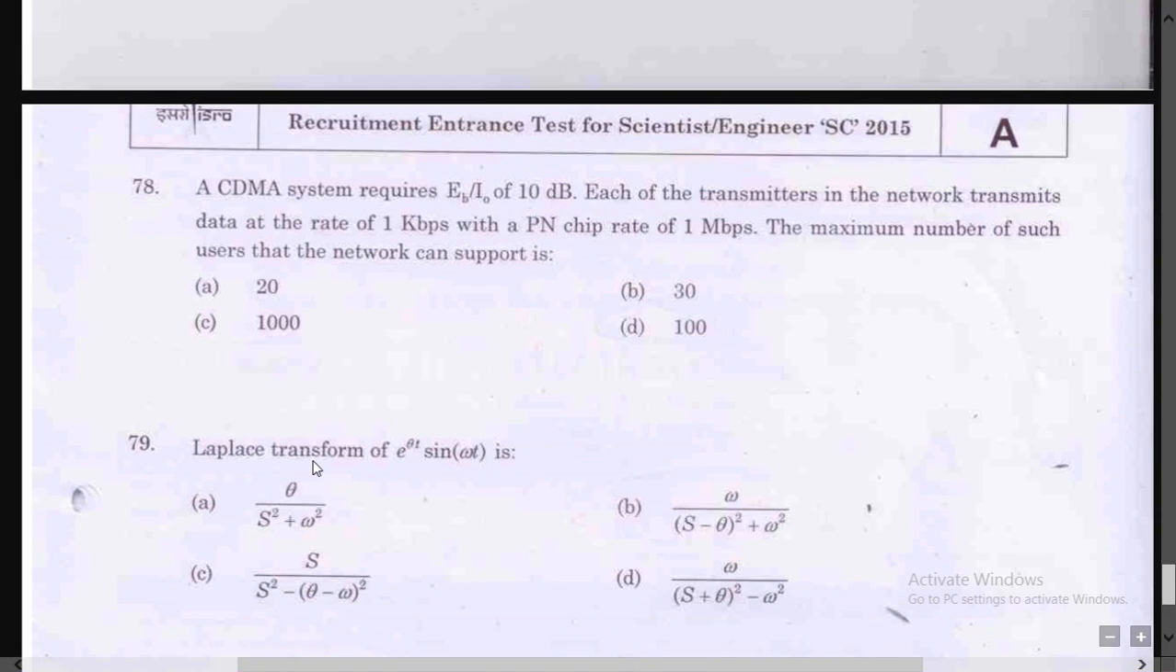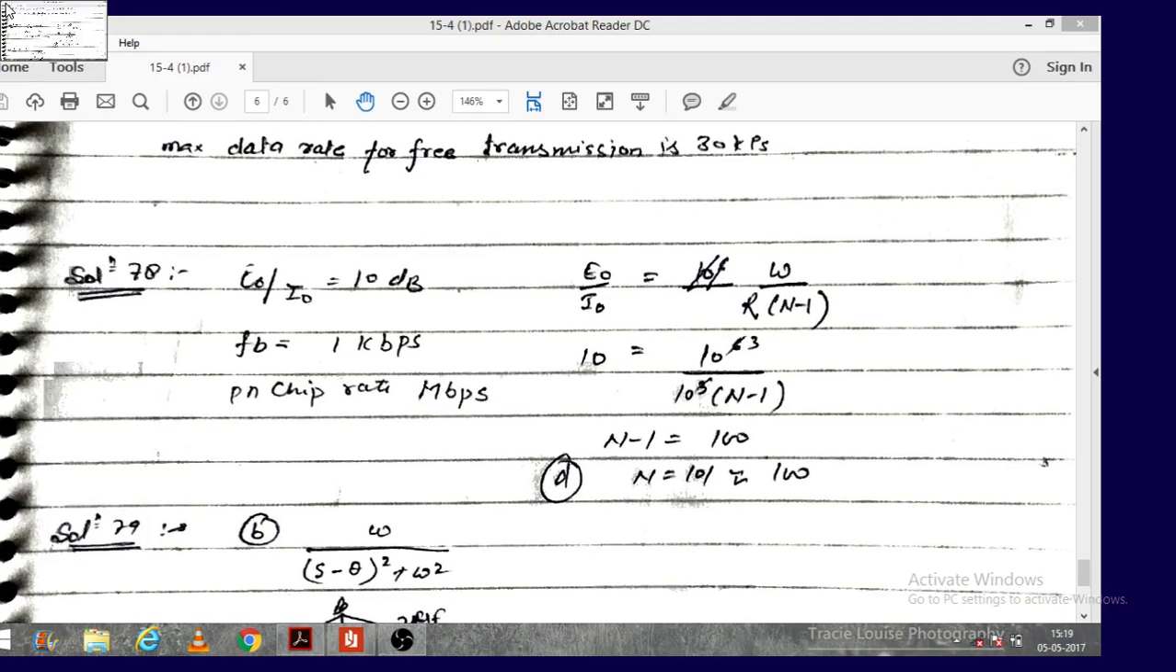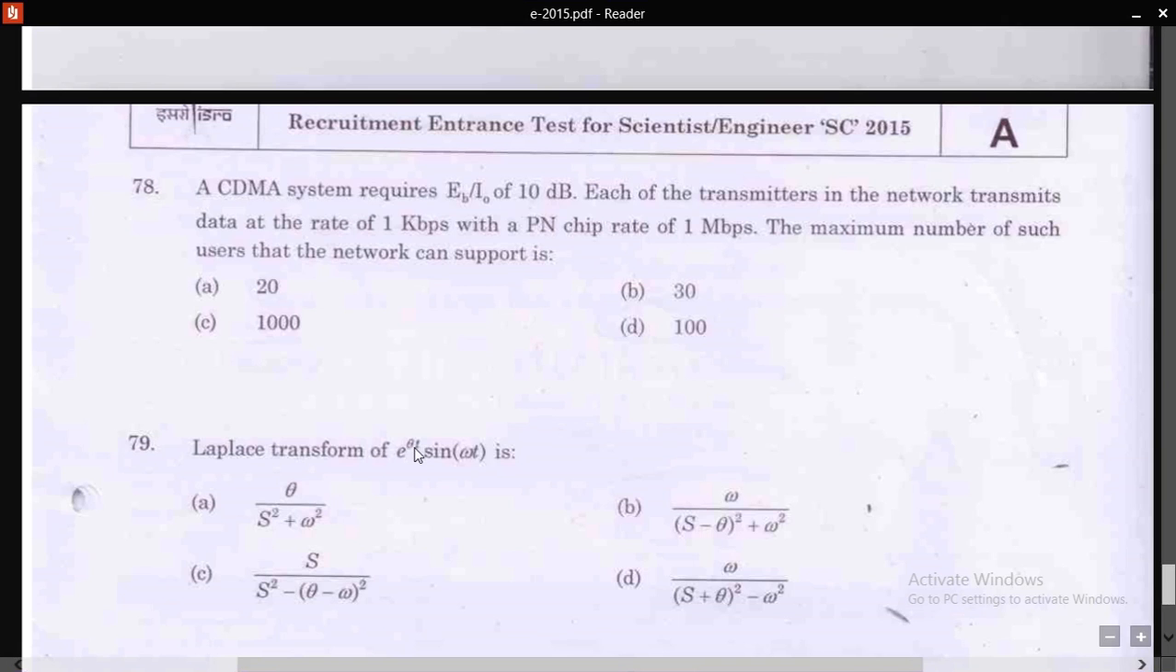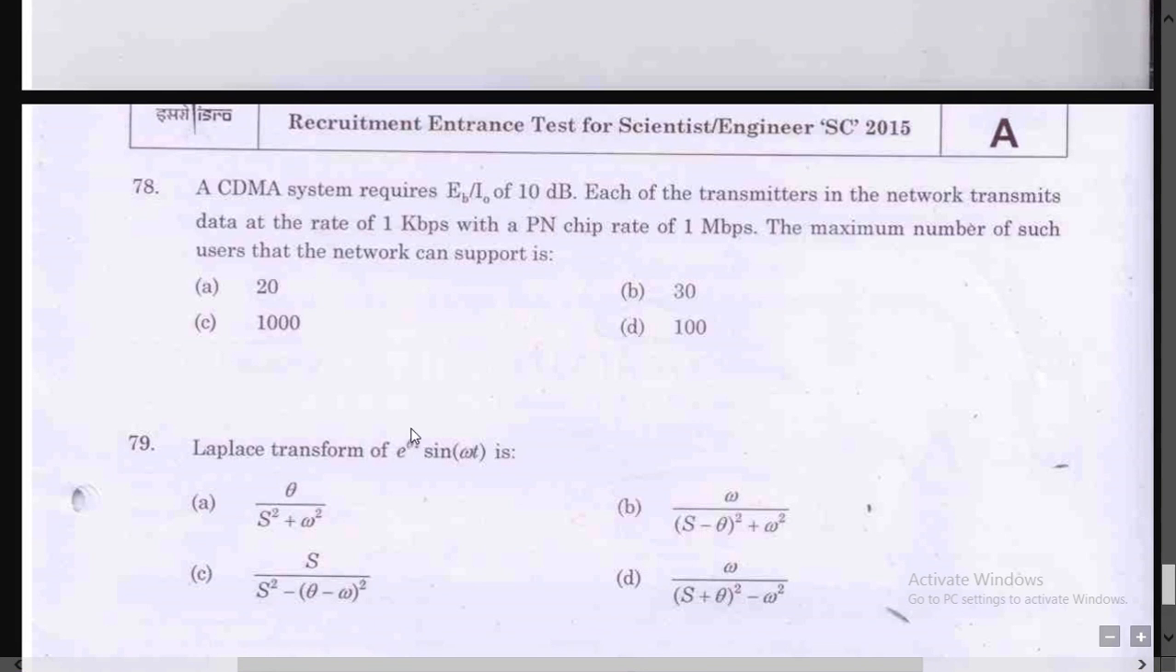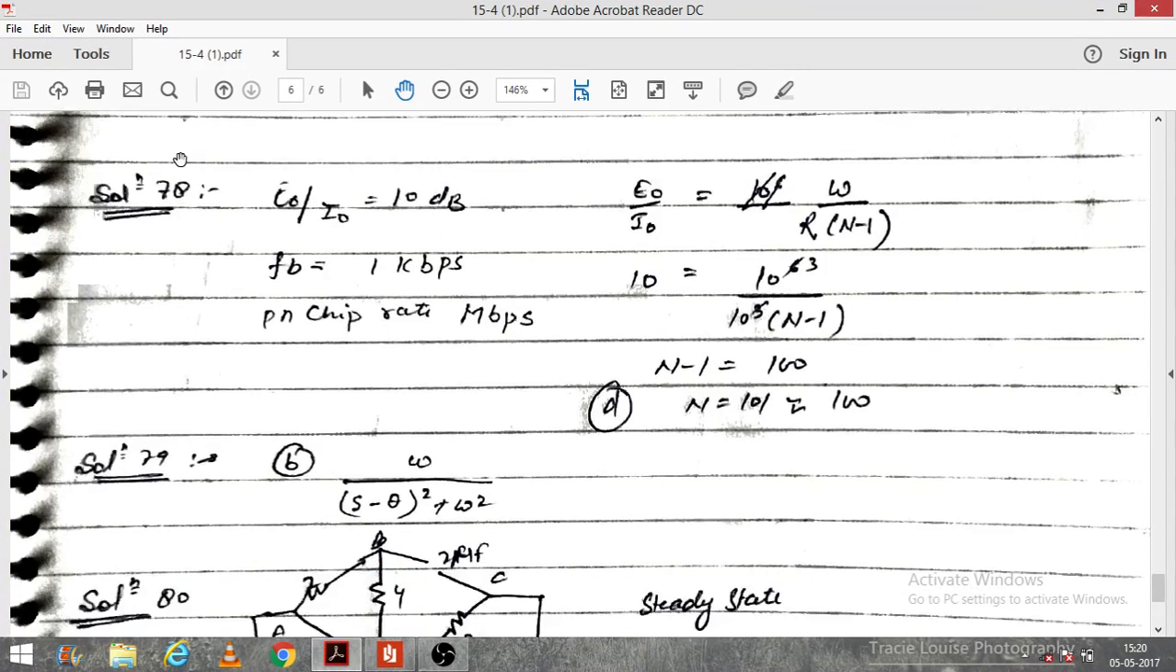Now in question number 79, you all know that the Laplace transform of sin omega t is omega over s square plus omega square. We are already given e raised to the power theta t. If we convert it into the s domain, the frequency domain, that becomes s minus theta. So B will be the appropriate option. These are very basic questions.